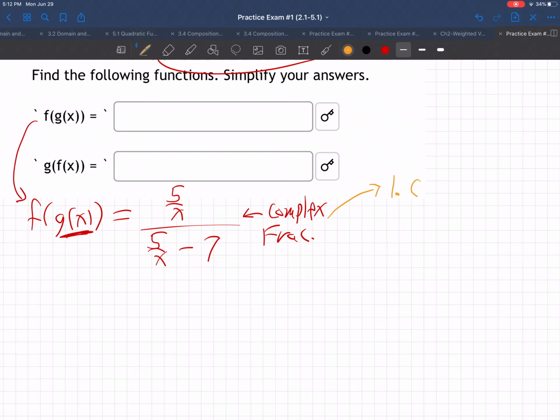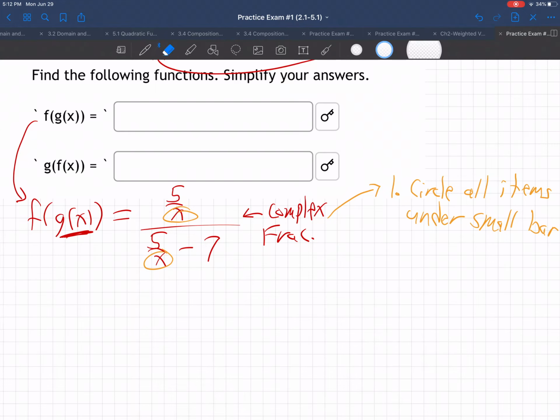Number one, circle all the items under a small bar. So circle all, that'd be this x and this x, right? Those are the items under the small bars. So circle all the items under the small bars.